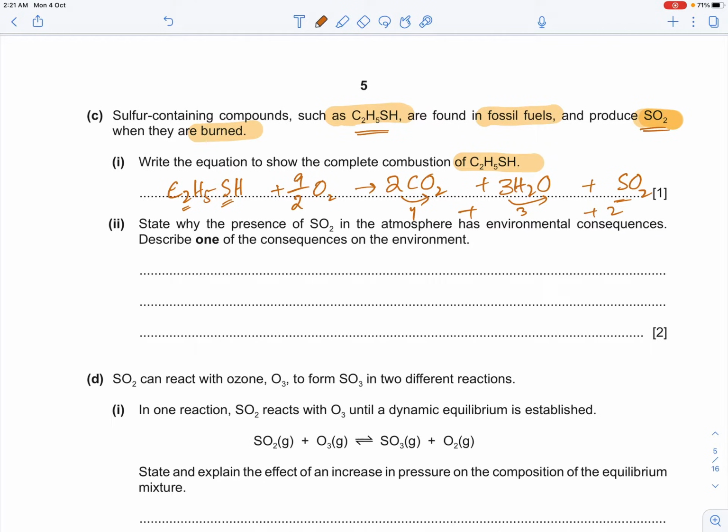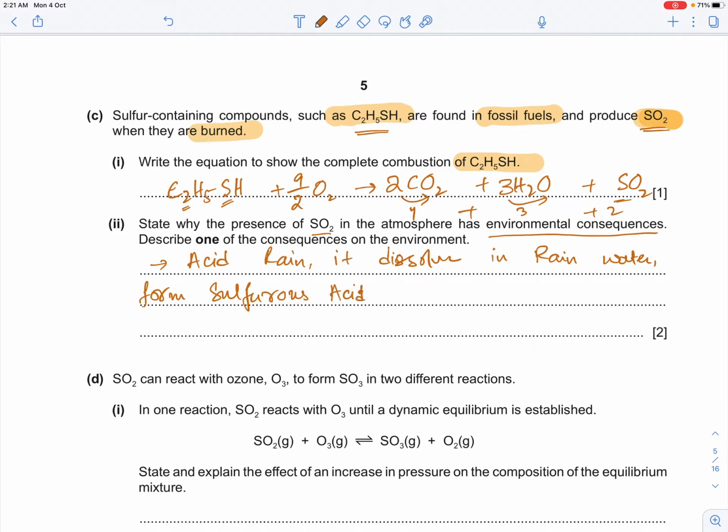State why the presence of sulfur dioxide in the atmosphere has environmental consequences. The environmental consequence is acid rain, because sulfur dioxide dissolves in rainwater, lowers its pH, or forms sulfurous acid, H2SO3. Describe one consequence on the environment.